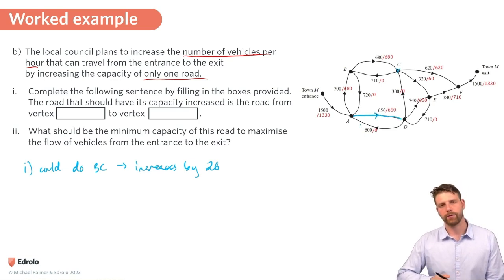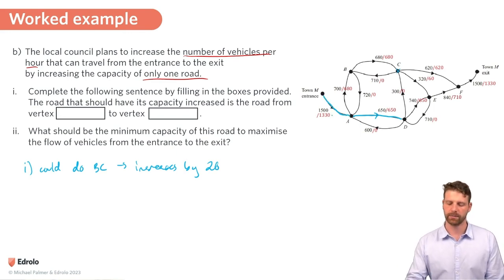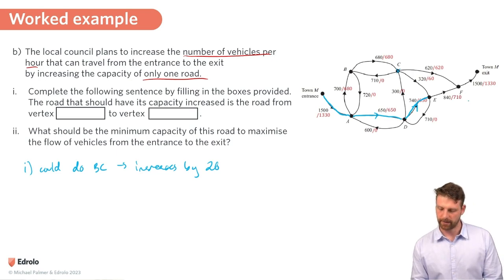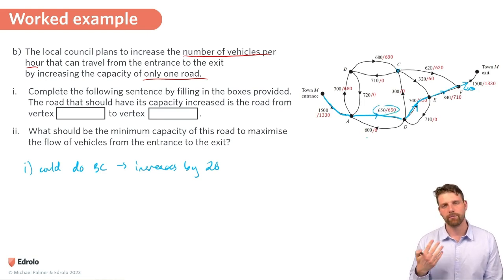And we're going to consider the flow through AD from the source to the sink. So it's coming out of Town M entrance, going through AD. Some's going up to AB, but we're looking through here. We send 650 through DE, and then that meets up with the rest of the flow from above, and it looks like we're sending 650 through that bottom path. Okay, and so we've got some options here to increase.